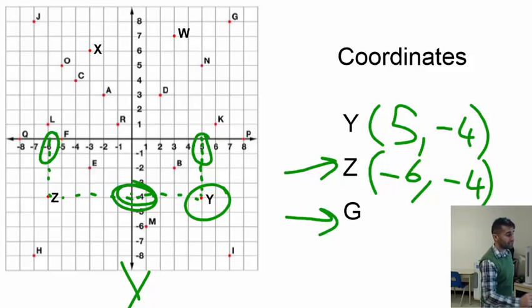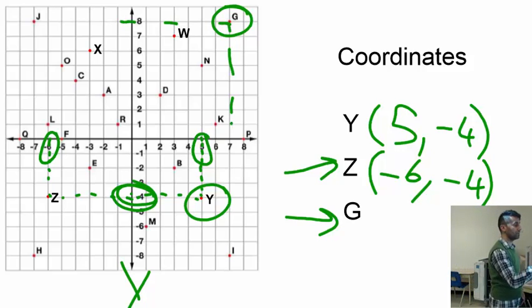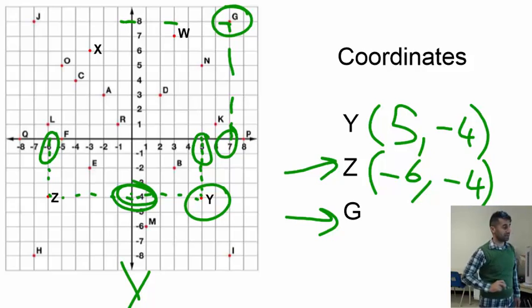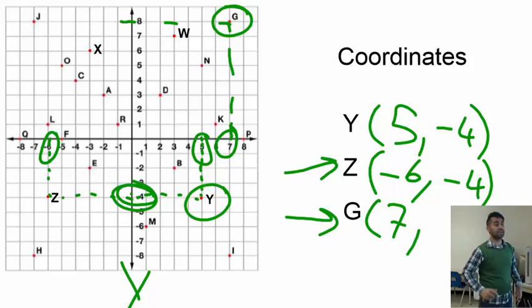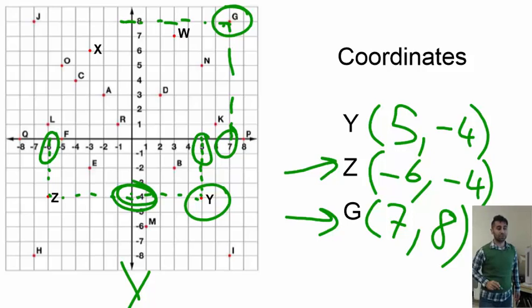Next one is g. G is right here. All right, so let's talk about x. Don't go there. Go down first. The number I am getting is 7. So open the bracket, write down 7, comma. Now let's talk about y. It is regular 8. No negative numbers here.